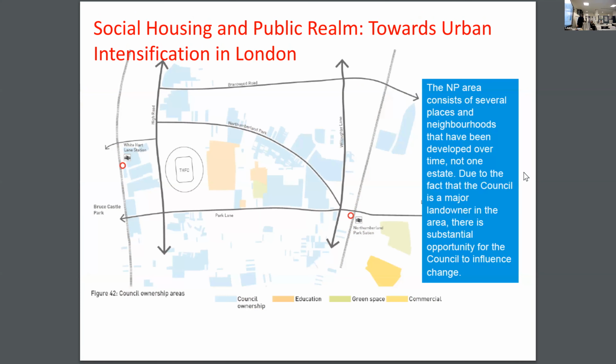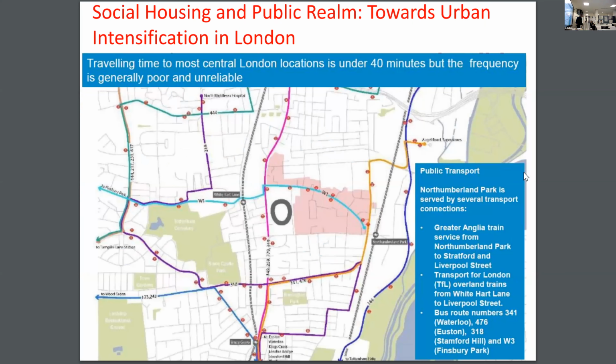Yeah, this is again council ownership. All of these are council owned, the whole of this, apart from Tottenham Hotspur Football Club (THFC), and then this is the High Road. Okay, and then this again shows you the travelling distances, how far it is, and what transport linkages this place has.